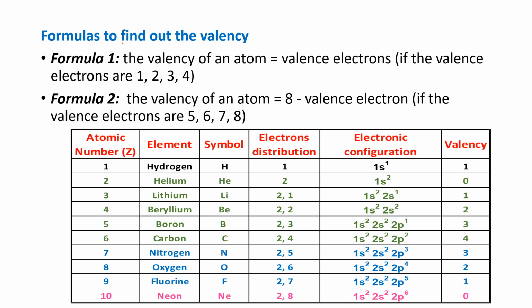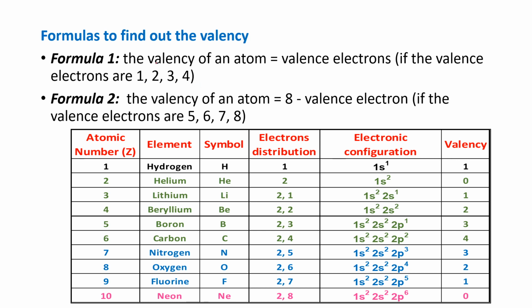There are two formulas to find the valency, formula 1 and formula 2. We apply formula 1 for atoms whose valence electrons are 1, 2, 3 and 4. The formula says that the valency of an atom is equal to the number of valence electrons if the valence electrons are 1, 2, 3, 4.